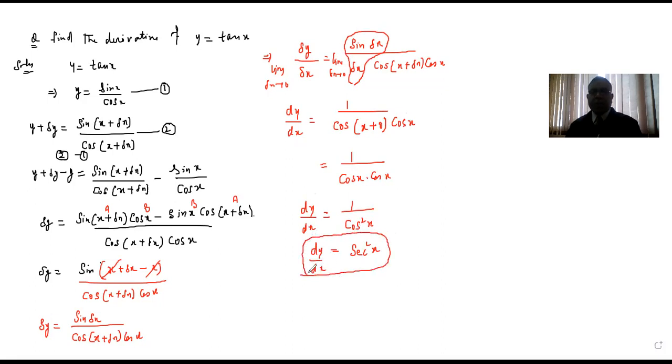So dy by dx is equal to secant square x. So that means if y is equal to tan x, dy by dx is equal to secant square x. So your home assignment: y is equal to cot x, find dy by dx. This is your home assignment.